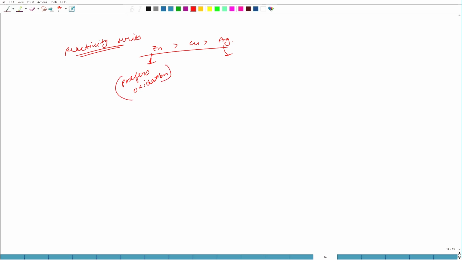Okay. Now, as there is a reactivity series for the metals, there also exists a reactivity series for the halogens. Halogens, that means group 17 elements. What are the group 17 elements? Fluorine, chlorine, bromine, iodine, right. What is the reactivity series of these halogens?